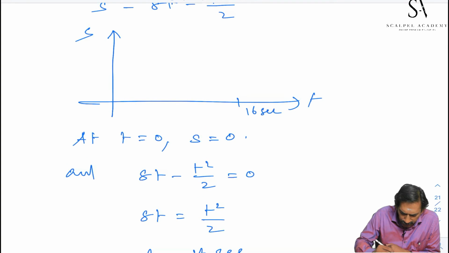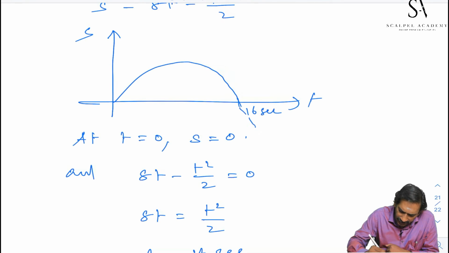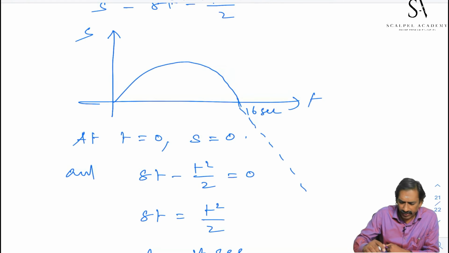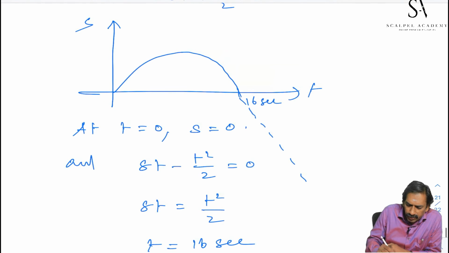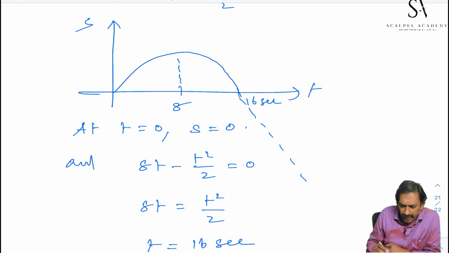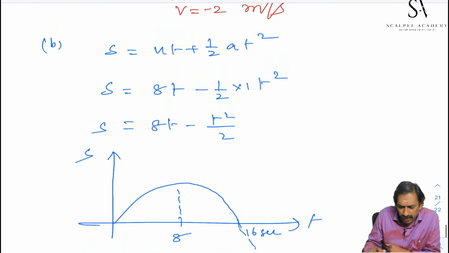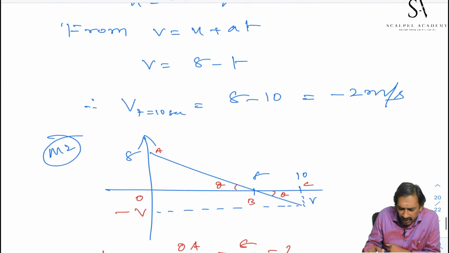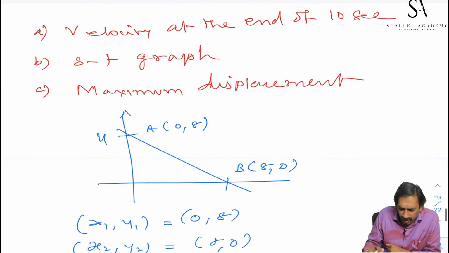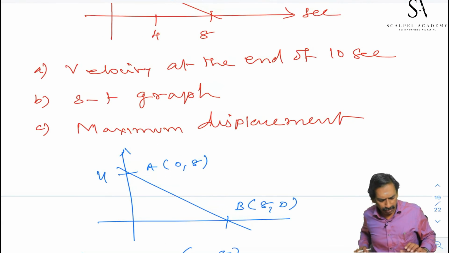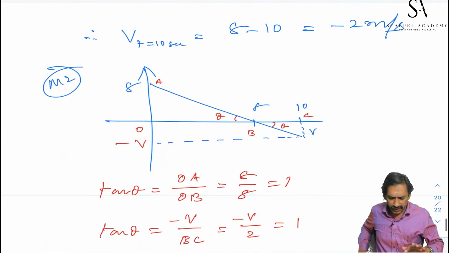Meanwhile, it is a parabola going like this. It can be extended like this also. At some time, say 8 seconds, velocity displacement is maximum. We are going to calculate what is the maximum displacement. Next question. Am I right? Yeah. In the S-T graph we plotted the maximum displacement.